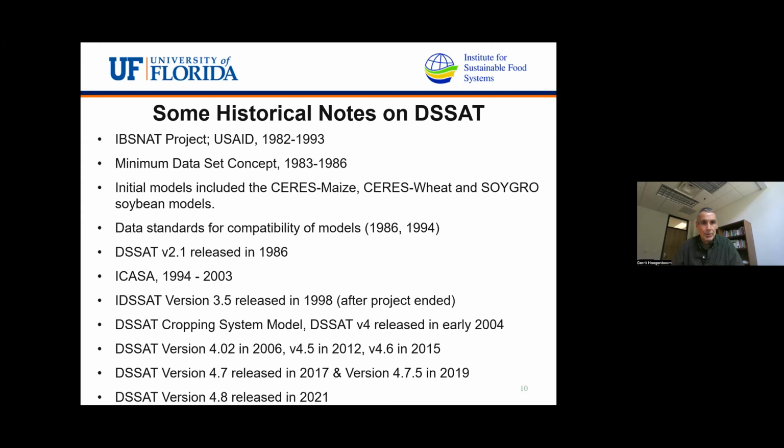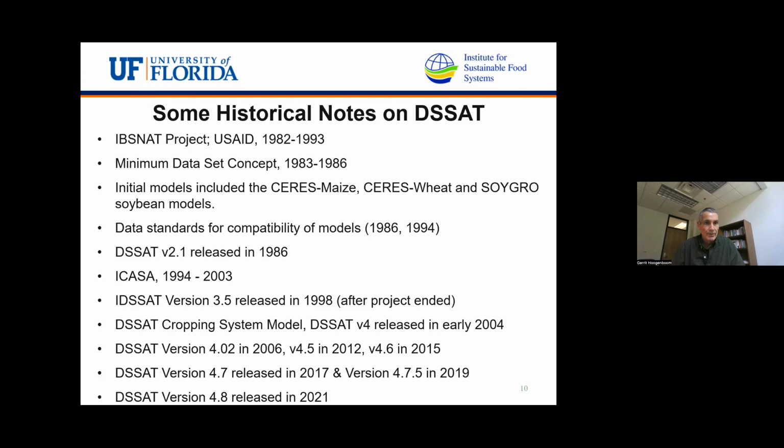As part of DSSAT, we brought together different crop models. Some of you might be familiar with the CERES maize model, the CERES wheat model, the sorghum model developed here at the University of Florida, and a whole set of other models. So the outcome of this IBSNAT project was the decision support system, DSSAT, which combined the different crop simulation models. Another outcome was what we call a minimum data concept. And again, I'll show you some of that at the end of this presentation, but really to help you as an agricultural researcher define the minimum set of data that are required to run these crop simulation models.